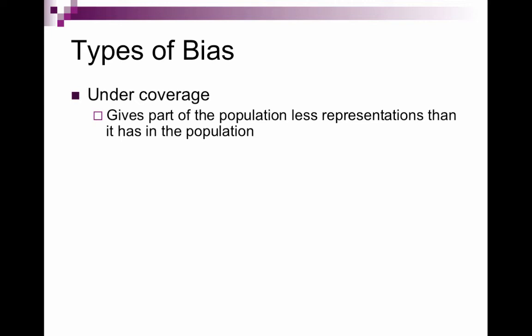If somebody wanted to know about how students felt about having an open campus for lunch, and they only asked the underclassmen, freshmen and sophomores, you're probably going to get a different response because the upperclassmen are undercovered, and the upperclassmen are probably the ones who would leave because they're the ones who can drive. So that's one type of bias.